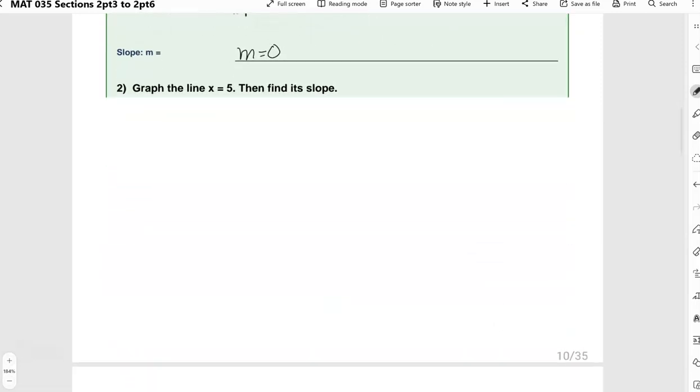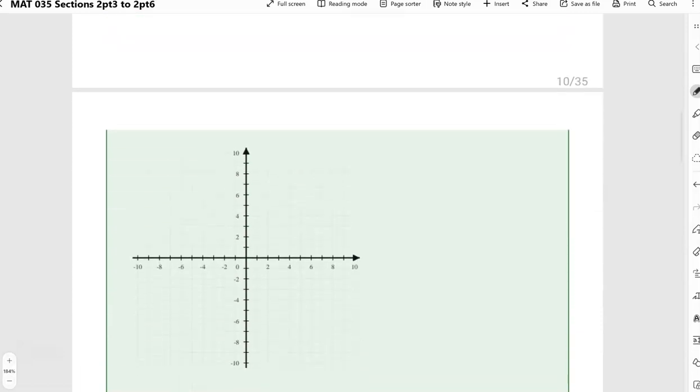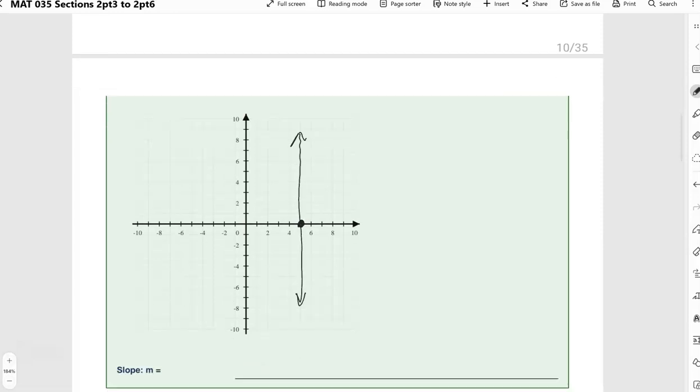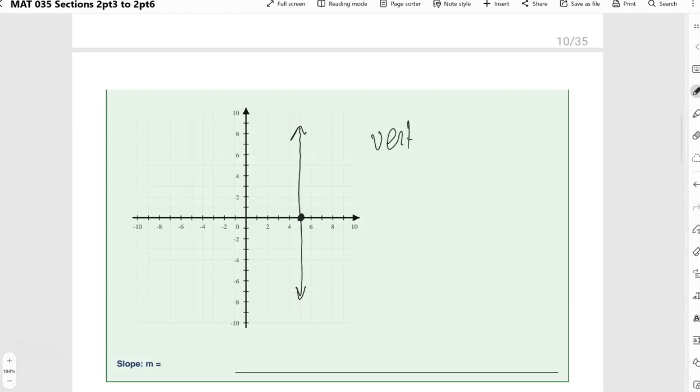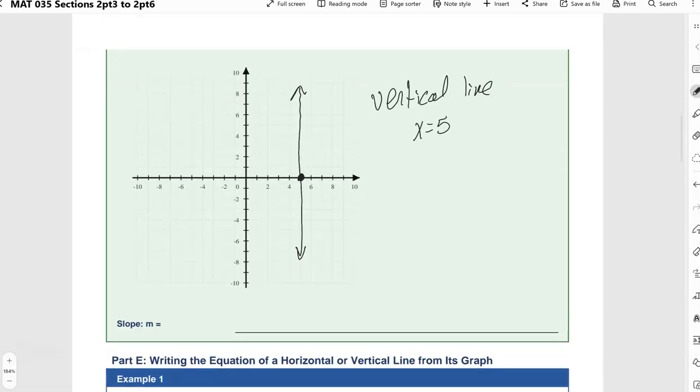The next one is the line x = 5. x = 5 is going to cross the x-axis at 5. So it's going to go up and down. This is a vertical line. It's going to be parallel to the y-axis. The slope is undefined.